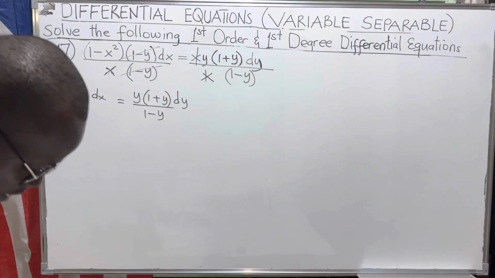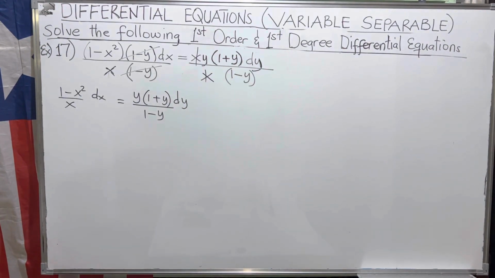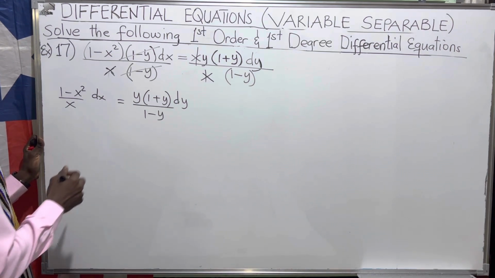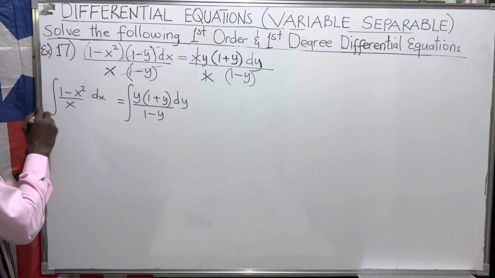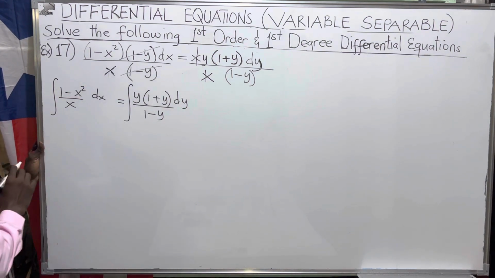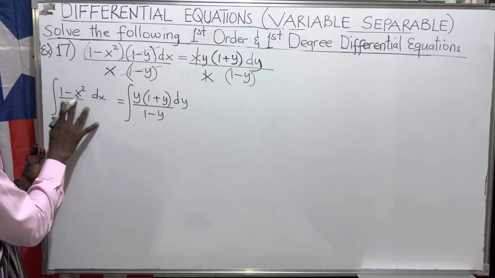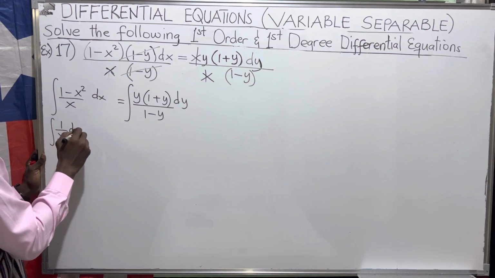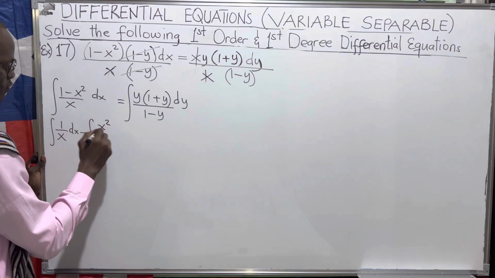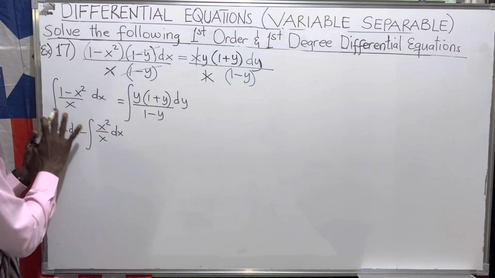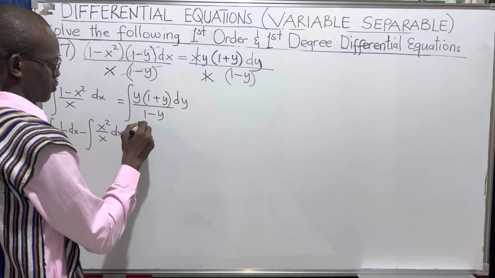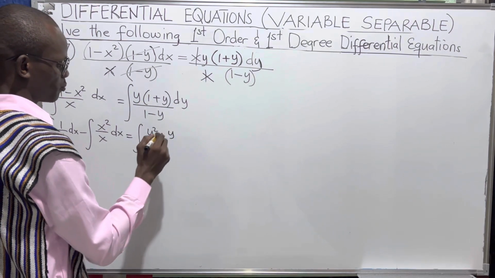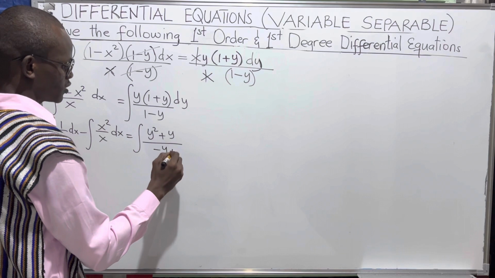After the variables have been separated, the next thing to do is to take the integral of each side of the equation. So we integrate this side and we also integrate this side. The integral side is very simple: we take the integral of (1 minus x squared) over x dx, and we do that separately. Equals... now we can multiply: y times y is y squared and y times 1 is y, all over 1 minus y, dy.